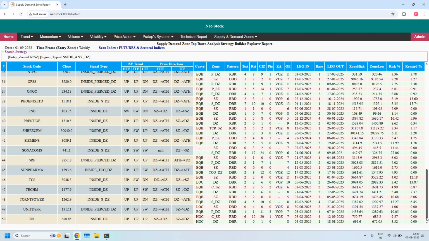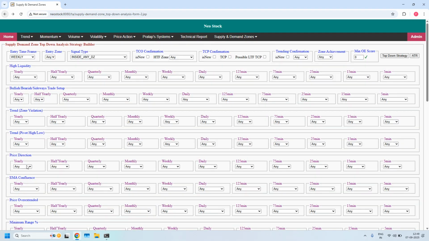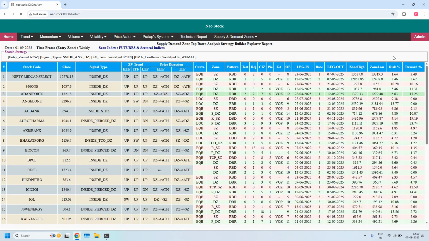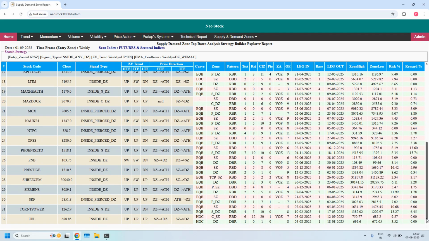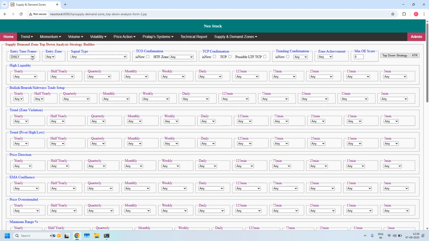We can further filter this list based on weekly demand zone having weekly EMA confluence. And also trend on the weekly should not be sideways. Now the list is reduced to first 16 stocks in the list. Scrolling the list down, total 32 stocks are filtered. I will regenerate again, something wrong it seems for weekly time frame.